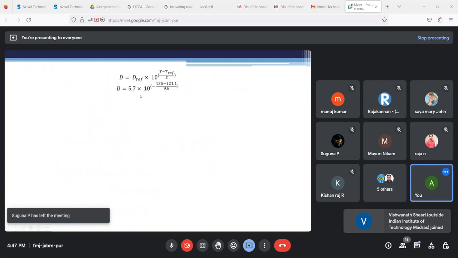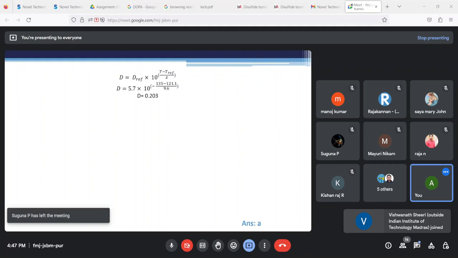D is equal to 5.7 into 10 power minus (135 minus 121.1) divided by 9.6. So this D value comes out to be 0.203. This is in seconds. So the answer is option A. Is this clear? So this is basically like a slope.